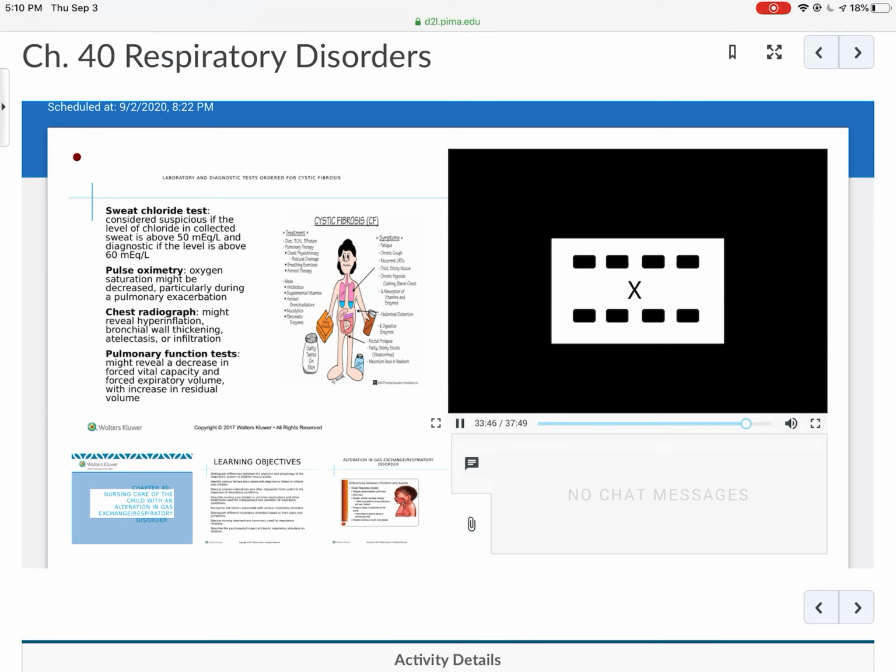Boys have really thick seminal fluid, and sometimes it blocks the vas deferens, making them infertile. And girls have thick cervical secretions that might limit the penetration of the sperm getting through. So reproduction is usually very decreased in kids with this disease process.